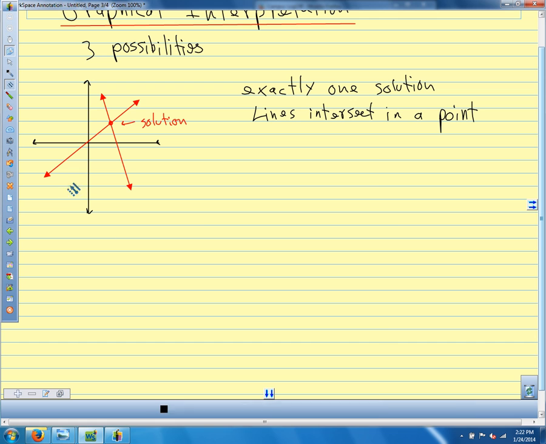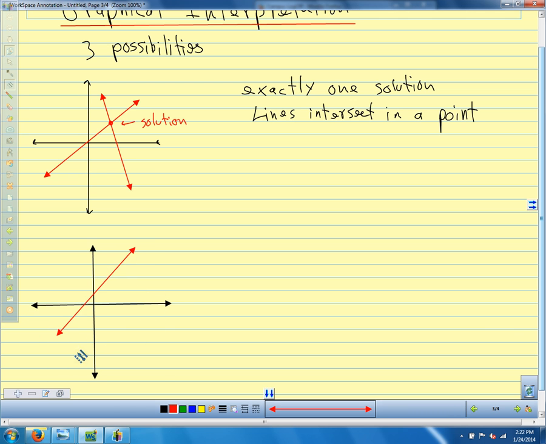There's another possibility that I could have something like this. The lines are parallel. How many solutions would I get if the lines are parallel? None. No solution.